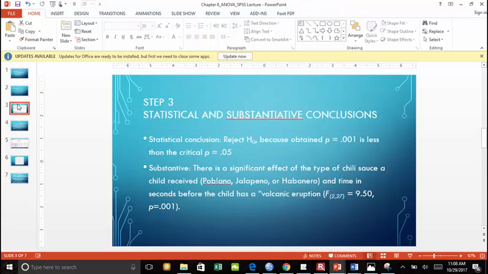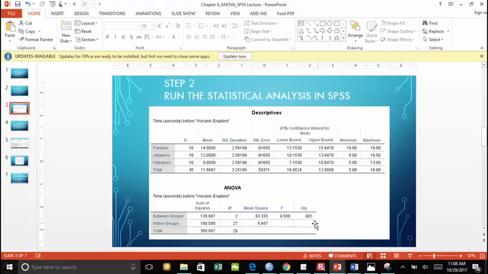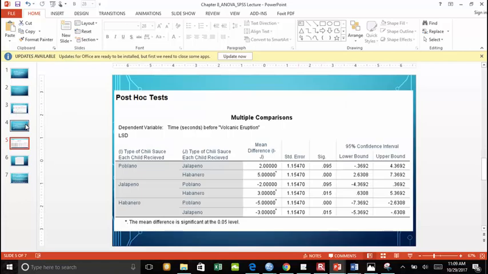Okay. How do we decide if we're going on to look at the post hoc tests? You look at post hoc tests only if you have a significant ANOVA, because what we're saying is we know at least one of these groups is different from one of the other, but we don't know which ones. If this overall ANOVA was not significant, then you stop there and you say, we're done. There's no effect of type of chili sauce on time in seconds before volcanic eruption. But because this is statistically significant, we then move on to our post hoc tests.